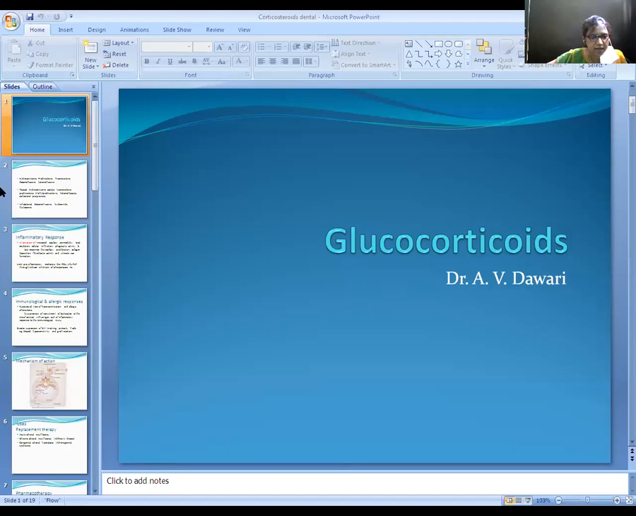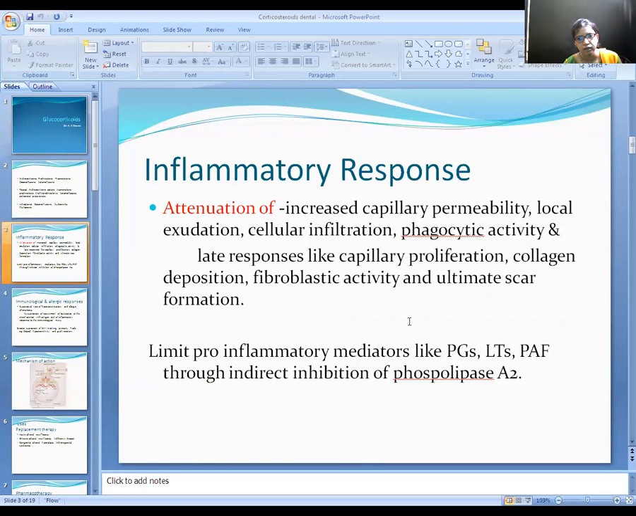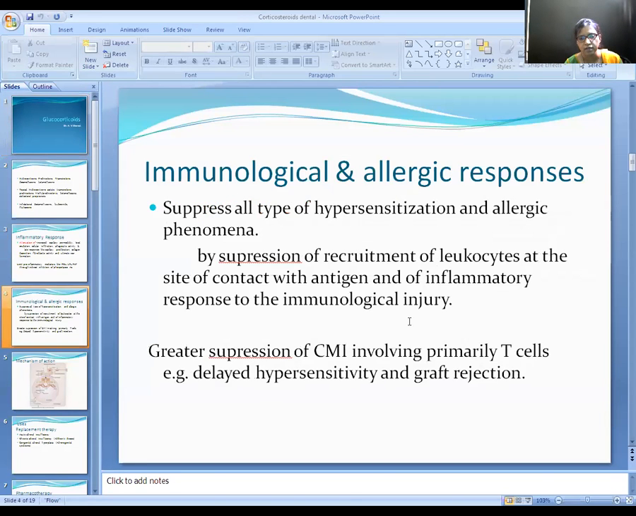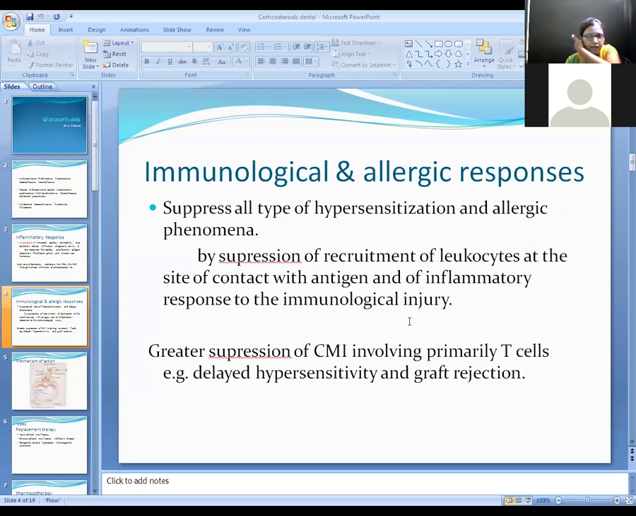Next is the remaining part of glucocorticoids that I am going to cover today. In the last lecture, we learned about some names of glucocorticoids, topical and inhalational preparations, and IV and IM administered glucocorticoids. Then their action over different systems. The main action is anti-inflammatory: they suppress the immunological and allergic response. So they are broad spectrum anti-inflammatory agents, suppressing all types of inflammatory and allergic responses.